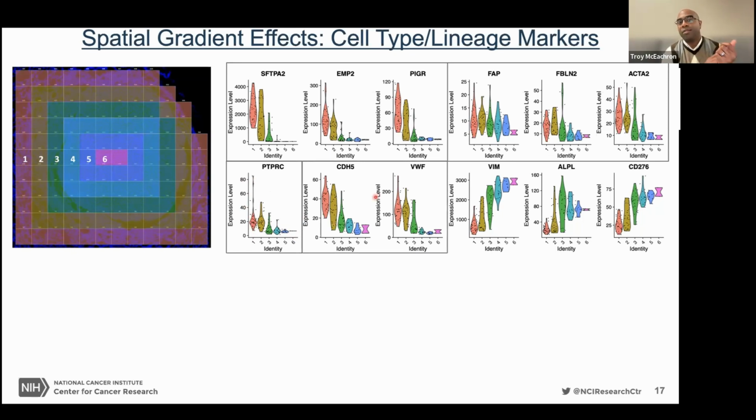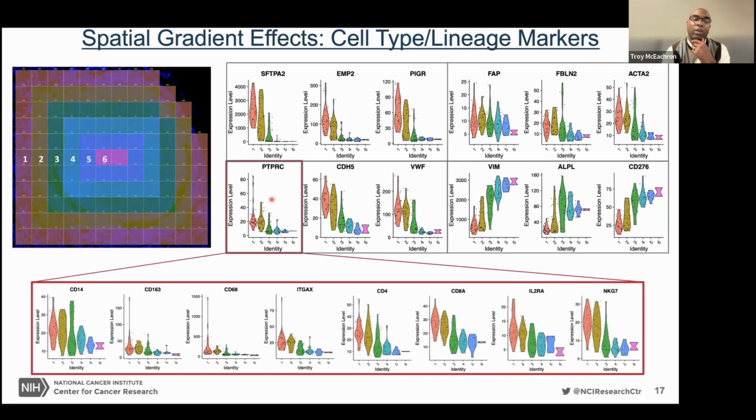CDH5, von Willebrand's factor, these are markers of the vasculature, but Vimentin, ALPL, CD276, these are actually markers of mesenchymal and osteosarcoma cells. And as one would expect, they are very low in the outside of the tumors and actually increase as you move inwards towards the tumor core. When we look at PTPRC, again, we can see the usual characters, CD14, CD163, CD68. So these are all different immune markers marking different immune subsets. And we could see, again, they're higher on the outside or in the periphery, and that expression actually decreases as you move inwards towards the core.